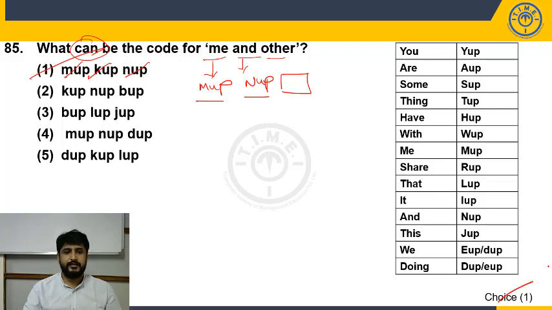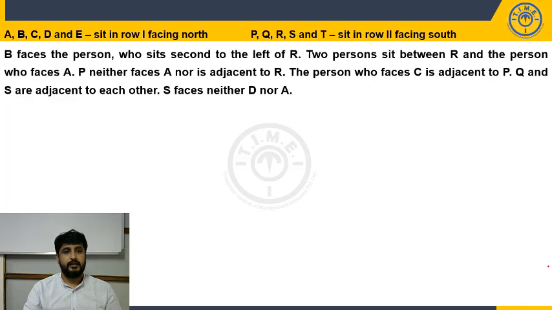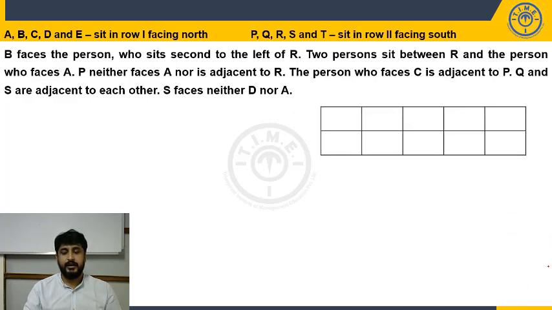Okay. Now move to the next set. We are given a two-row arrangement. 5 persons A, B, C, D, E sit in row 1 facing north, and 5 persons P, Q, R, S, T sit in row 2 facing south, but not necessarily in that order. Each person in one row is facing exactly one person from the other row. The following information is known about them. Okay, we have the information here, and here is the basic structure. Now what is given? A, B, C, D, E face north. B is facing one person.